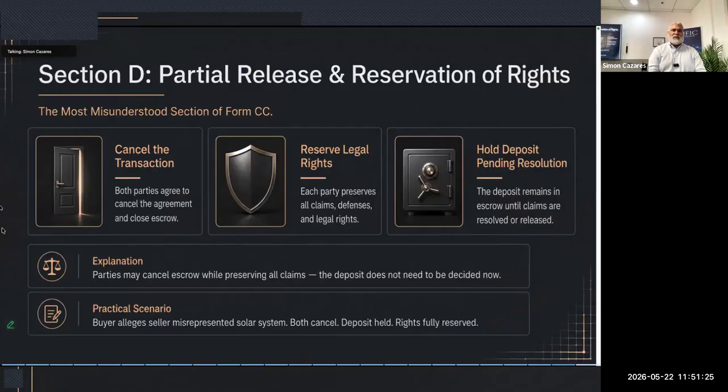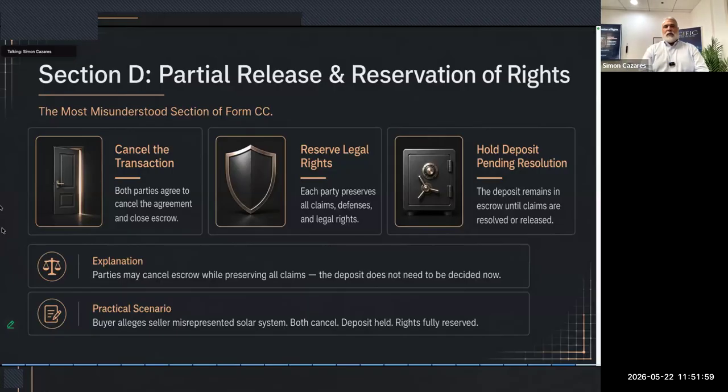Partial release and reservation of rights, the most misunderstood section of the cancellation of contract, is the cancellation in the transaction. Both parties agree to cancel the agreement and close escrow, reserving legal rights. Each party preserves all claims, defenses, and legal rights. Hold deposit pending resolution: the deposit remains in escrow until claims are resolved or released. Explanation: parties may cancel escrow while preserving all claims. The deposit does not need to be a deciding factor.